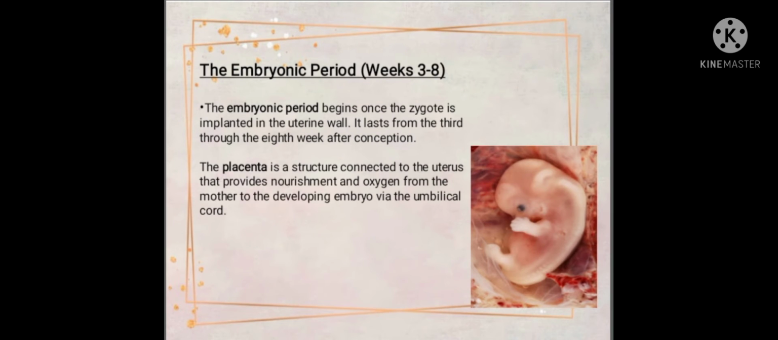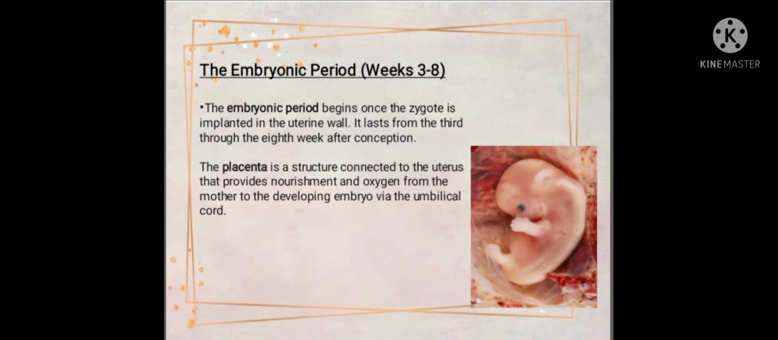The embryonic period begins once the zygote is in the uterine wall. It lasts from the 3rd through the 18th week after conception. The placenta is a structure connected to the uterus that provides nourishment and oxygen from the mother to the developing embryo via the umbilical cord. During this stage, rapid growth occurs and organ systems develop.